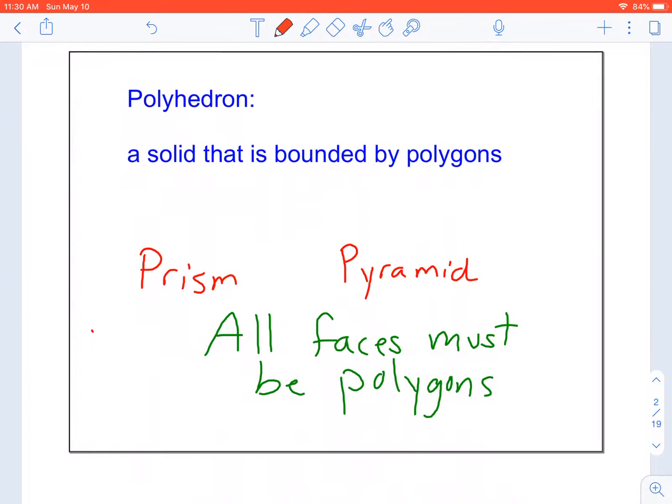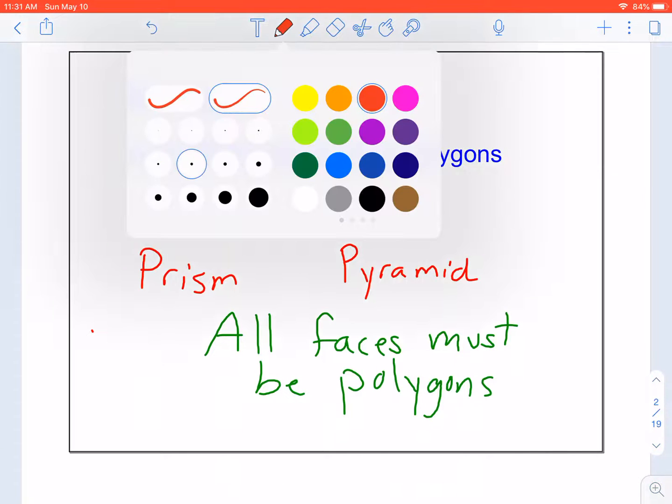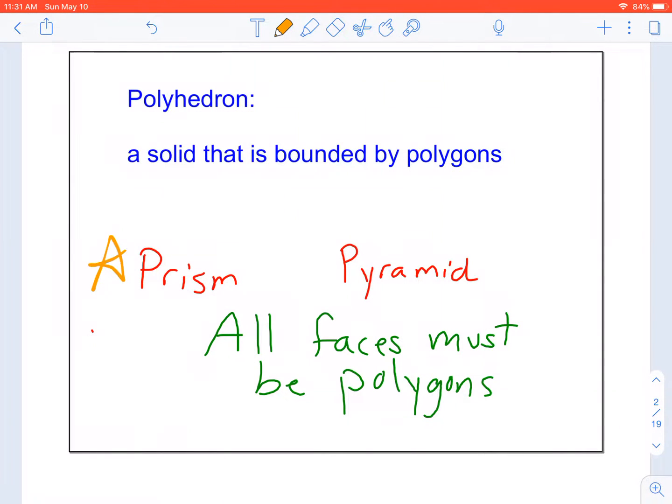Alright, introducing the idea of your solids. A polyhedron is just a solid, meaning it's a three-dimensional figure that's bounded by all polygons. Specifically, we're going to look at 2 of them throughout the chapter. We're going to look at your prisms and your pyramids. To be a polyhedron, all faces must be, as they call them, polygons.